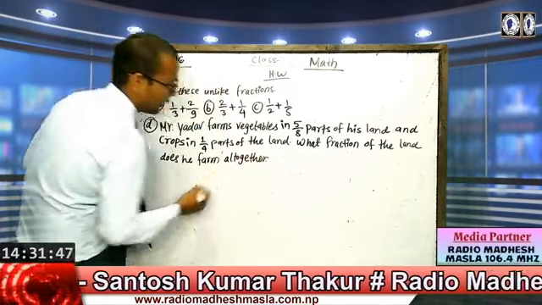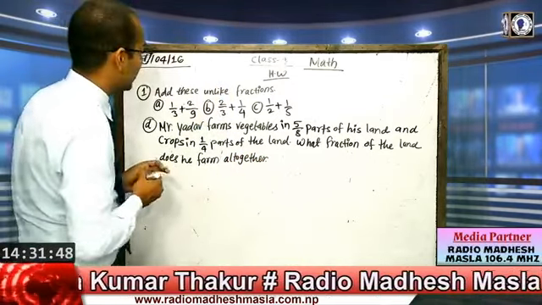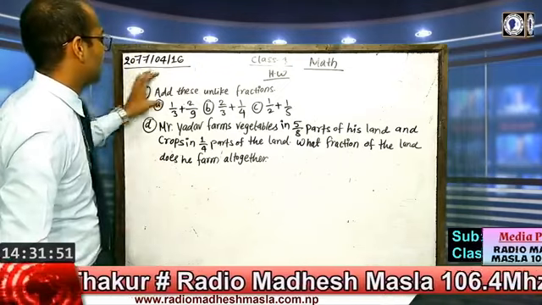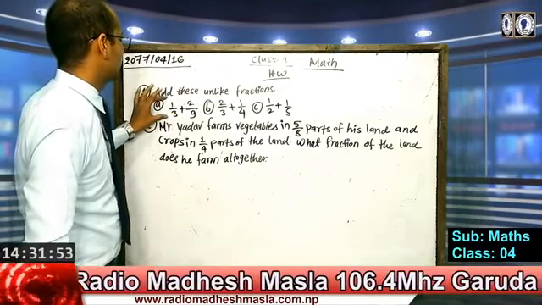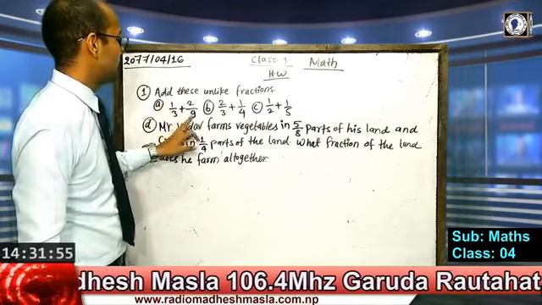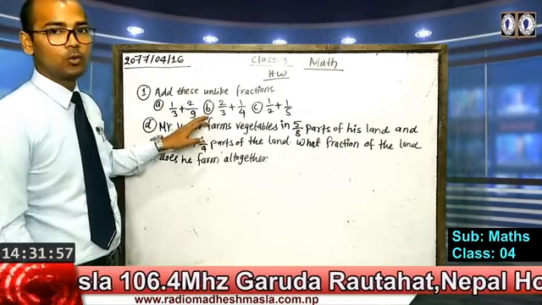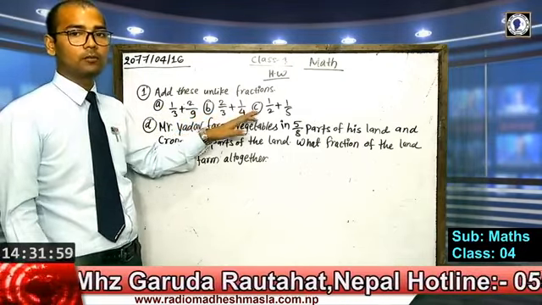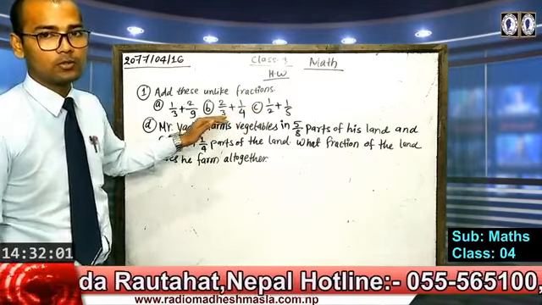Yes, so here, students, your homework is question number 1, 8, these unlike fractions. In question number A, there is 1/3 plus 2/9. In the same way, question number B, 2/3 plus 1/4. In the same way, question number C, 1/2 plus 1/5.